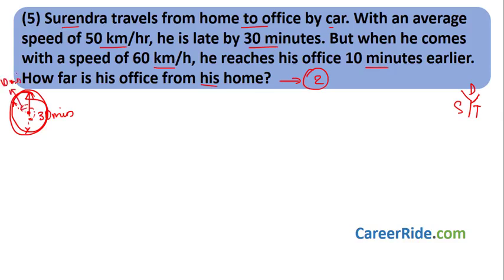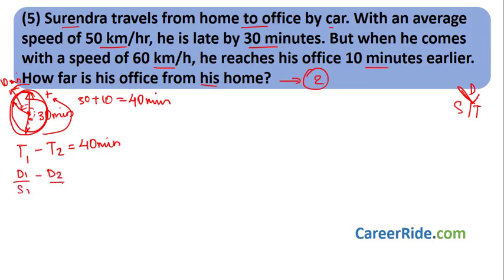Now what is the difference between these two times, this hand of the clock and this hand of the clock? It is simply this 30 minutes plus this 10 minutes. So 30 plus 10 is equal to 40 minutes. This is the difference of time. So time 1 minus time 2 is 40 minutes. Time is nothing but distance upon speed, as we have seen. So D1 upon speed S1 minus D2 upon speed S2 is equal to 40 minutes. To convert minutes to hours, simply divide by 60: 40 by 60 hours.